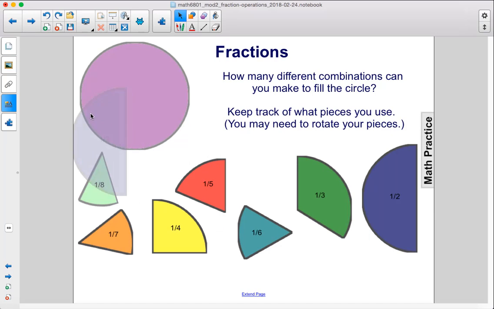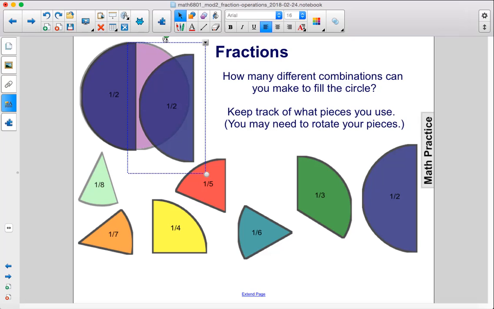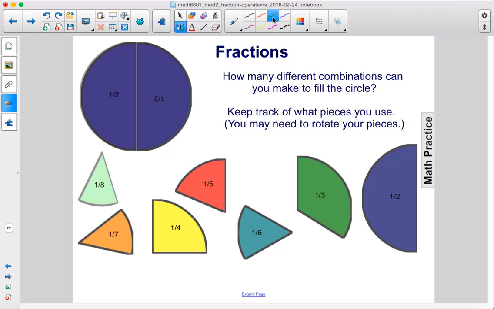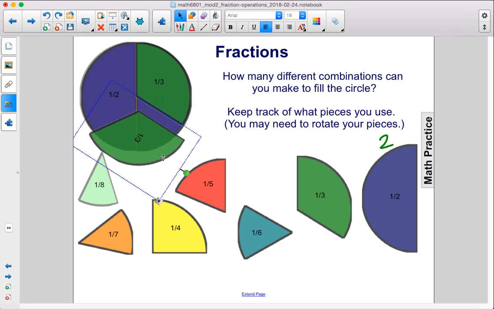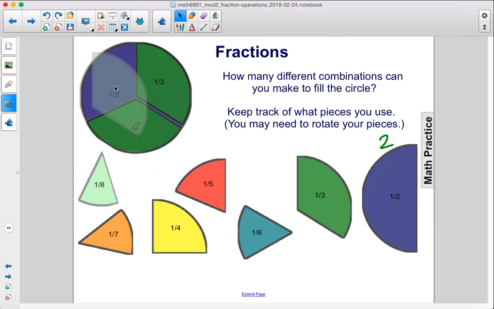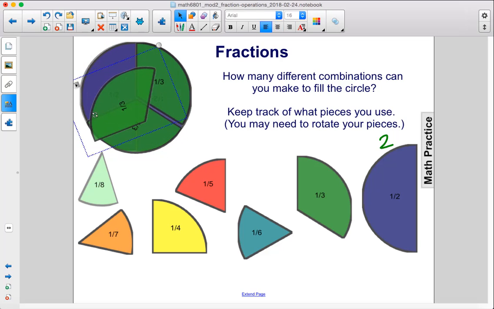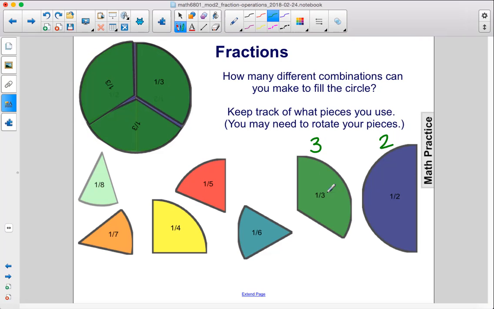All right, let's start over here with 1/2. So we have 1 and then 2, and I'll rotate this one around like that. All right, so it took 2 pieces of the half pieces to fill the circle. Let's move on to the next one. We have 1/3. We have another 1/3. And finally, we have a third piece. There, it's close enough. 3 of these, so 3 of the 1/3.